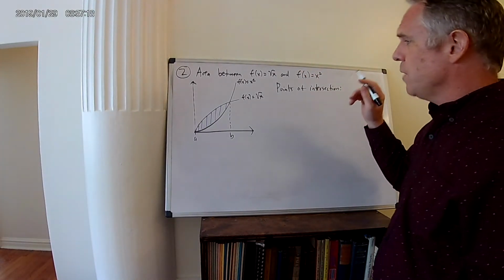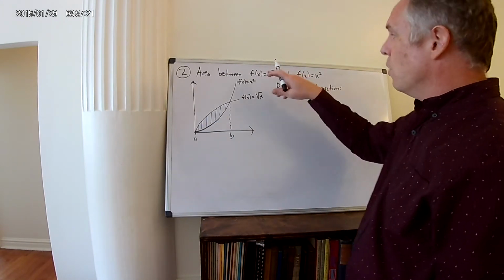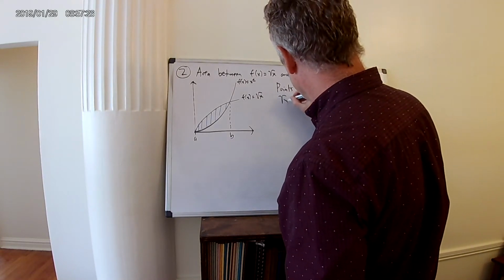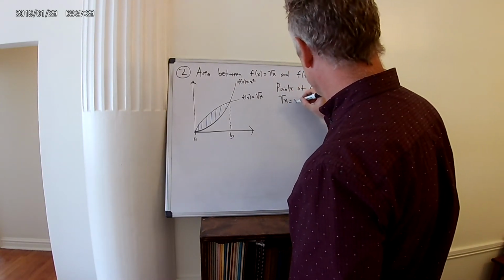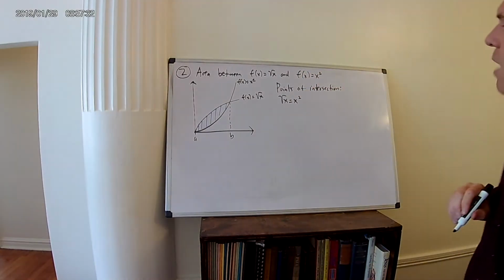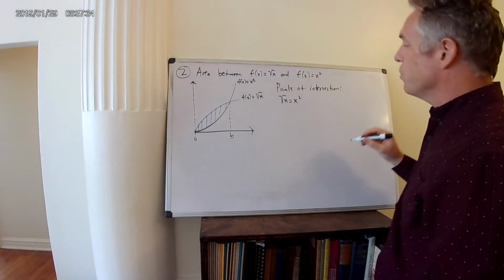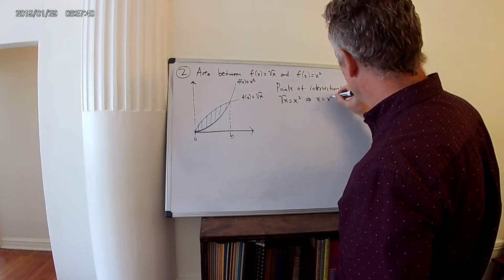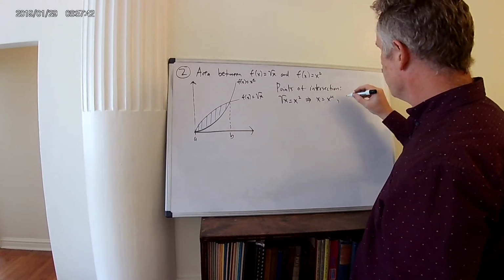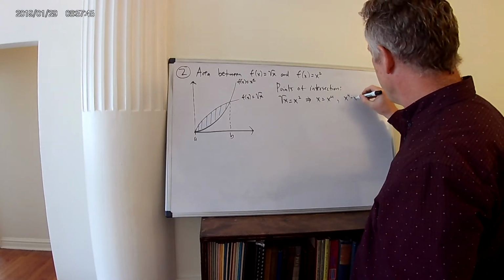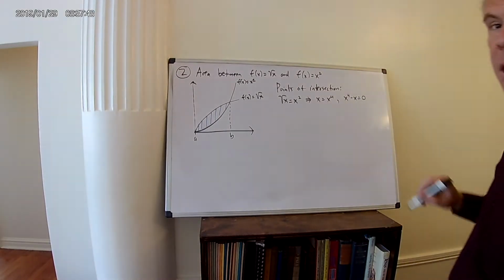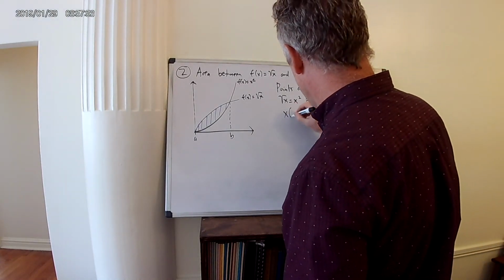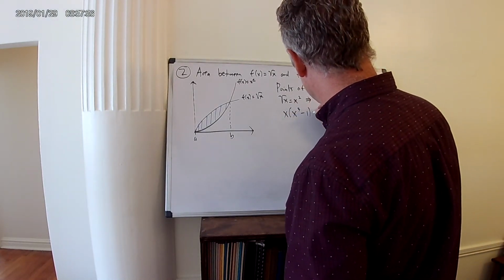At these 2 points of intersection, these 2 curves have the same y value. So to find this, we set square root of x equal to x squared, and we solve this equation. To solve it, we square both sides. If we square both sides, we get x equals x to the 4th. Then I'm going to subtract x from both sides, so I get x to the 4th minus x equals 0. Then I can factor this equation, and I get x times x cubed minus 1 equals 0.